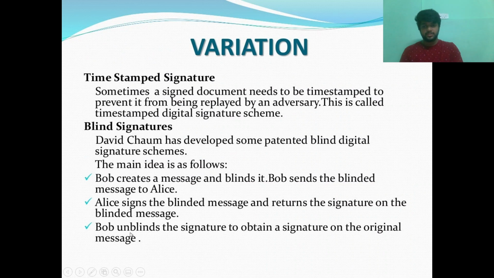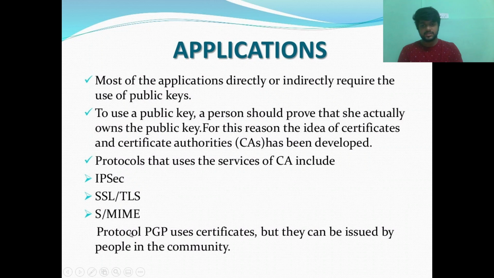So the variations. The timestamp: sometimes a signed document needs to be time stamped to prevent it from being replayed by an adversary. This is called the timestamp digital signature scheme. And the blind signatures: David Chaum has developed some patented blind digital signature schemes. The main idea is as follows: Bob creates a message and blinds it. Bob sends the blinded message to Alice, and Alice signs the blinded message and returns the signature. Bob unblinds the signature to obtain a signature on the original message. So this is the blind signature scheme and the timestamp signature scheme.